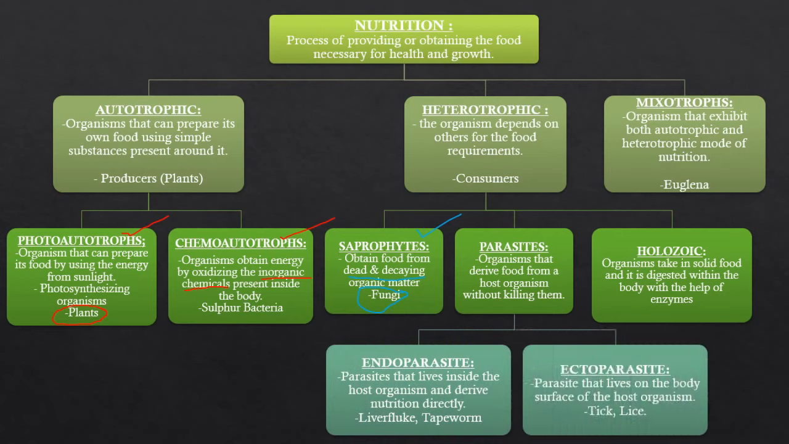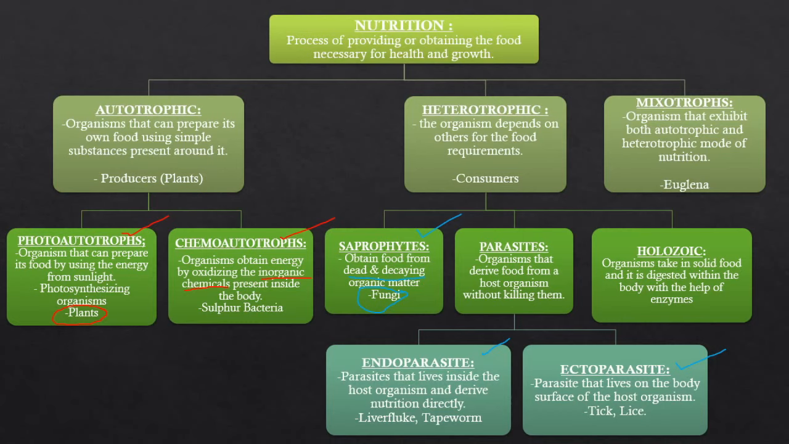Now the parasites, these organisms live on the host organism and they do not kill them, but they keep on deriving nutrients out of it. Now there are two categories, as you can see on the screen. One is called endoparasites and the second one is called ectoparasites. Now the endoparasites are the parasites that live inside the host body for the nutritional requirements. Examples, you can see liver fluke and tapeworm.